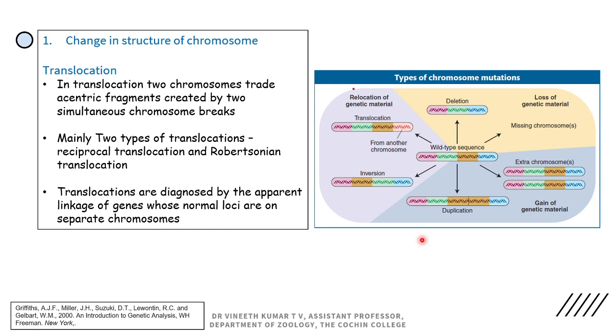A Robertsonian translocation is usually seen in rare types of Down syndrome, which is called Robertsonian Down syndrome. Translocations are diagnosed by the apparent linkage of genes whose normal loci are on separate chromosomes. That is identified because some chromosome will have additional genes which are not usually present there. So some proteins might be produced in more amount than usual, and some proteins will be produced in less amount than normal. That is how you identify whether a particular gene or segment is translocated or not.